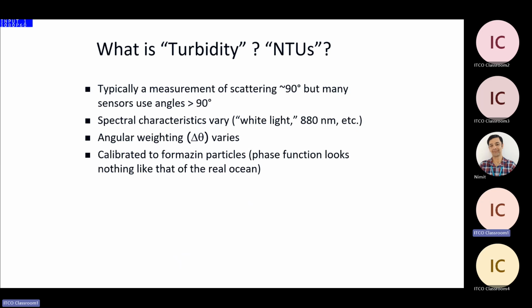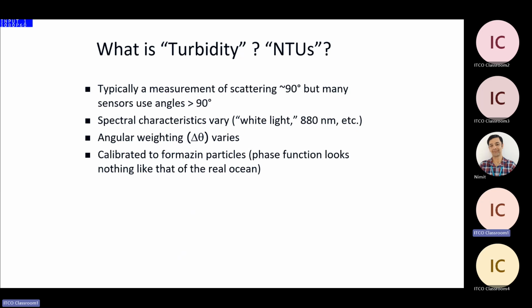Wanted to add a slide here on turbidity. We always talk about turbidity, and you can go out and buy sensors that measure turbidity, and they have these nephelometric turbidity units. These sensors typically measure scattering at 90 degrees, but many sensors use angles other than 90 degrees. The WET Labs turbidity sensor, you can get it in an ECO format, actually uses, I think, 140 degrees. So there's a lot of variability there. The spectral characteristics vary. Some use white light, some use 880 nanometers. The WET Labs one, I think, uses 740.